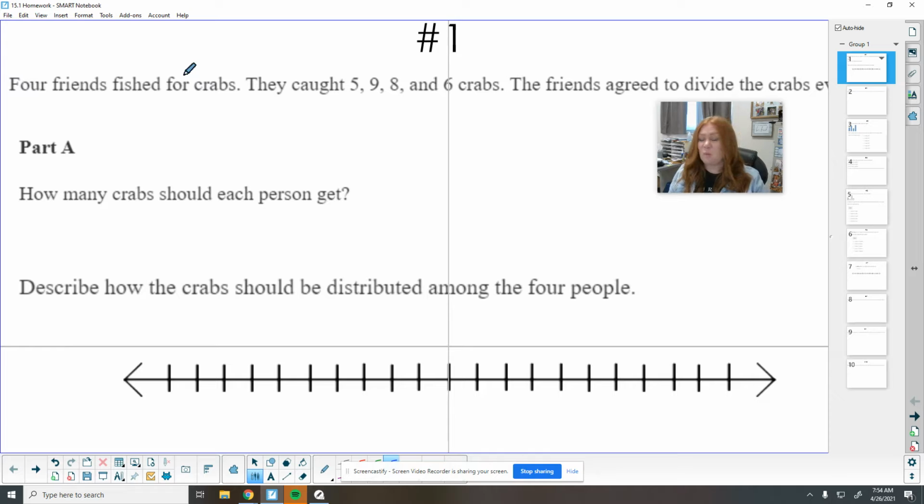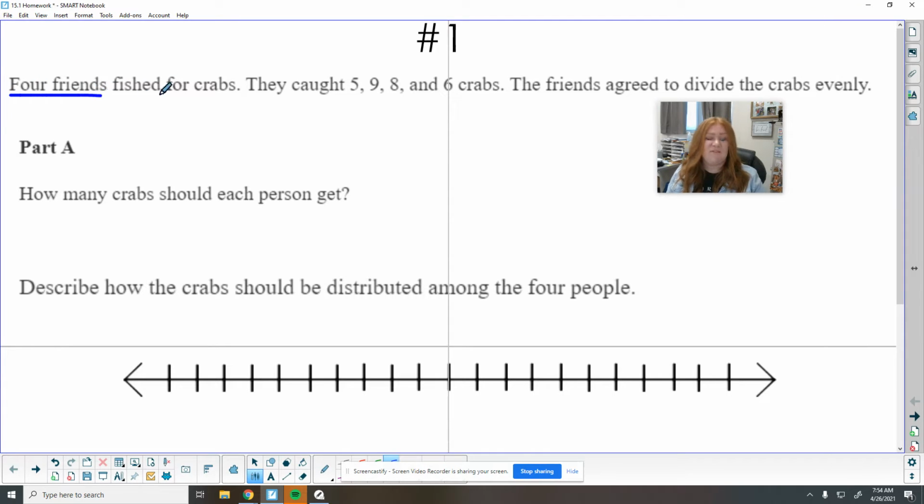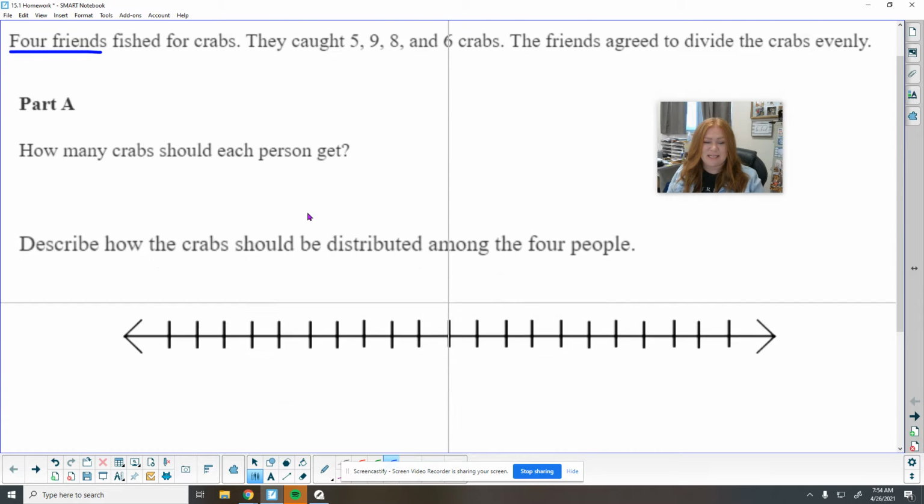So number 1 on our homework tells us that 4 friends, we know we've got 4 people, fished for crabs. They respectively caught 5, 9, 8, and 6 crabs, and they agreed to divide them evenly. So how many should each person get?